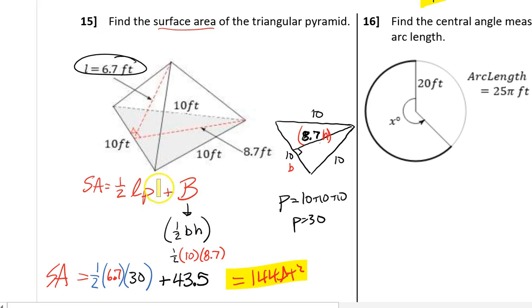Biggest issue on this problem was the area of the base. We didn't calculate it correctly. Also, we didn't calculate the perimeter. That's all the sides around the base of the figure, so 10 plus 10 plus 10 is 30.